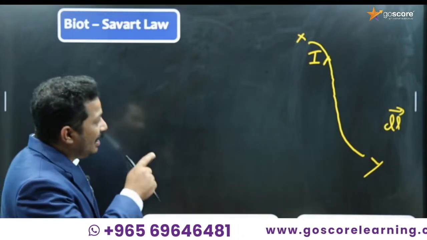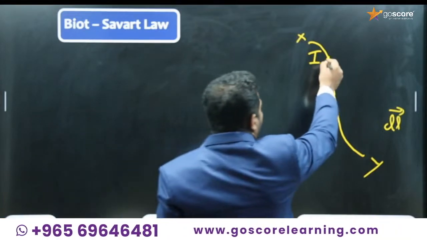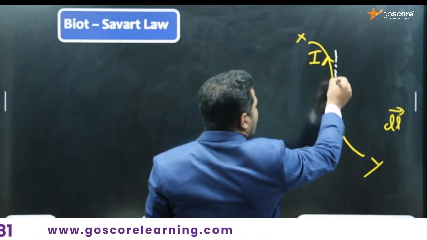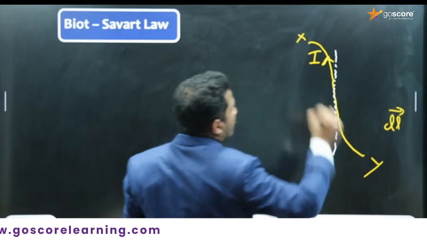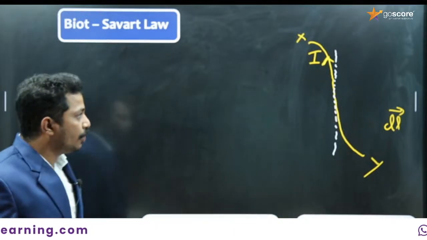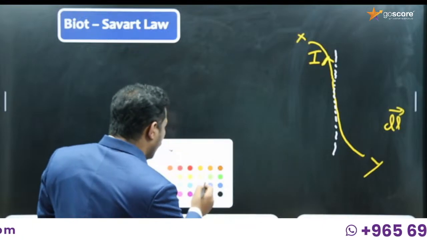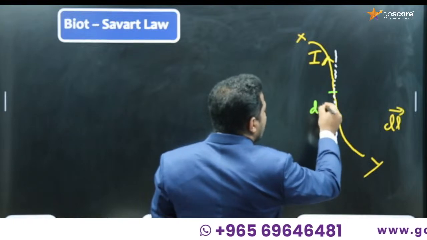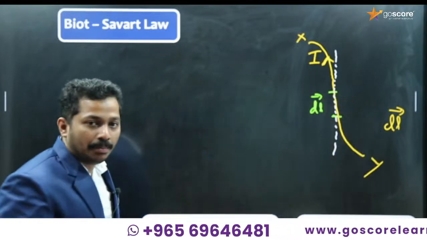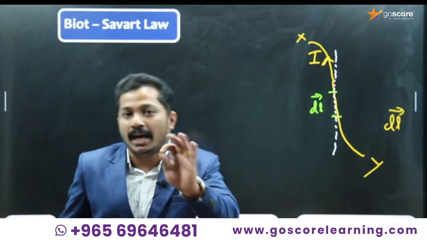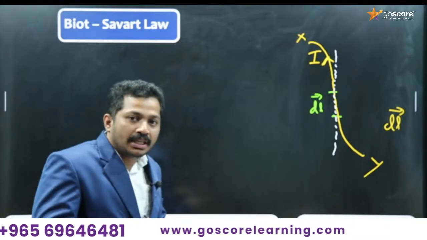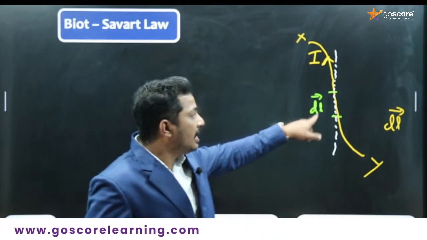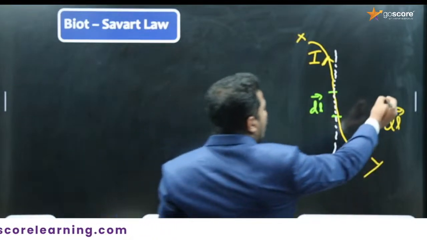Okay. So consider a current carrying conductor XY carrying a current I in the upward direction. I wish to mark the axis of the current carrying conductor by the white dotted line. Okay. So imagine a small current element having a length dl, carrying a current I. We are going to state the expression for magnetic field due to this current element dl at a point P.